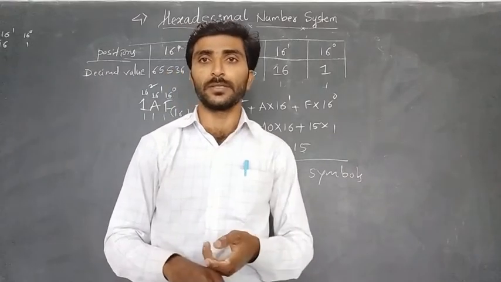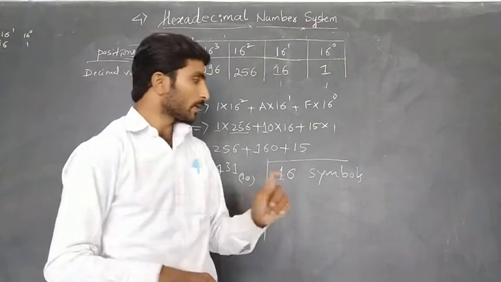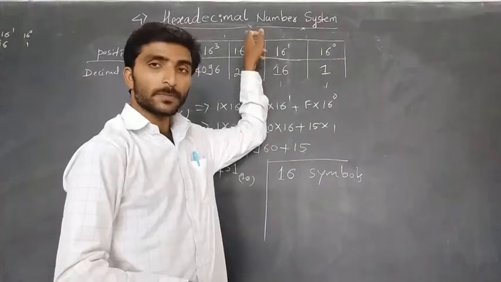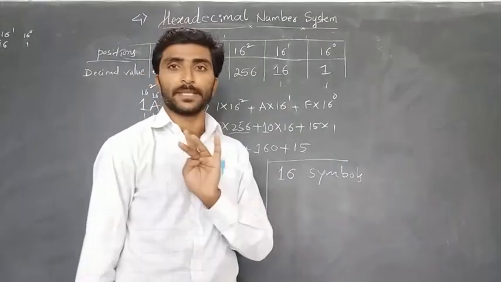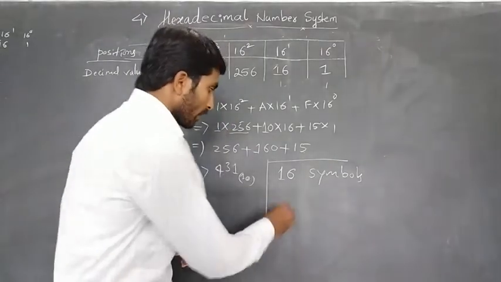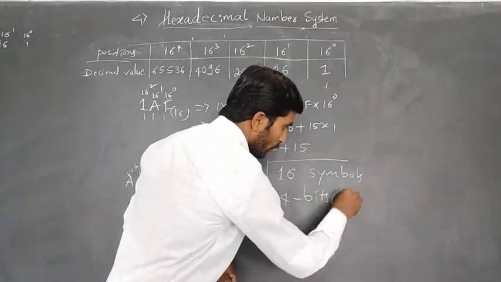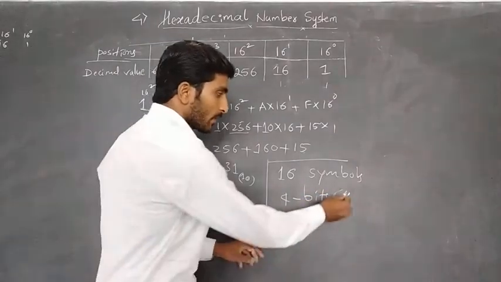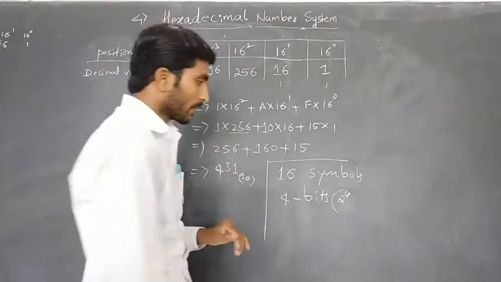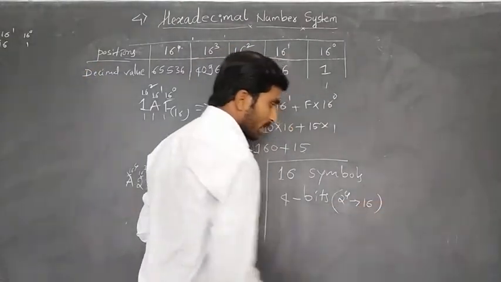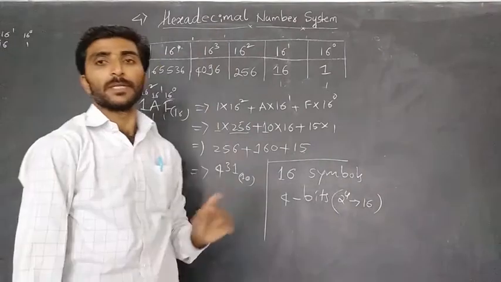So how do we form these numbers in binary? There are only 16 symbols available in the hexadecimal number system, and we need only 4 bits. That is 2 raised to 4. Binary means 2, and 2 raised to 4 means 4 bits are required to represent the hexadecimal number system in binary. 2 raised to 4 is 16, which is sufficient. 4 bits are sufficient to represent the hexadecimal number system.